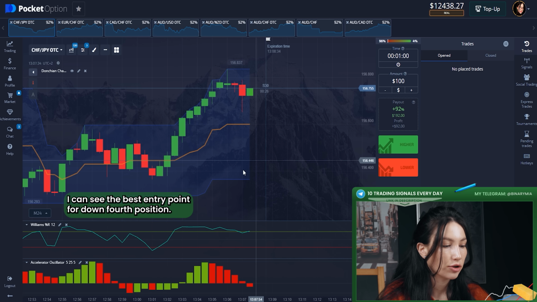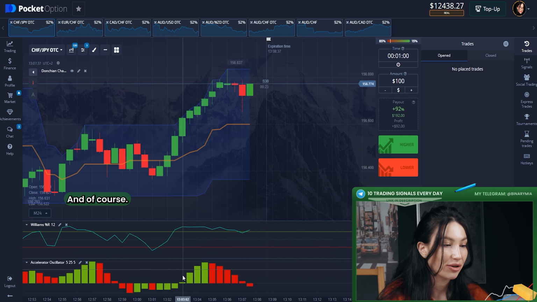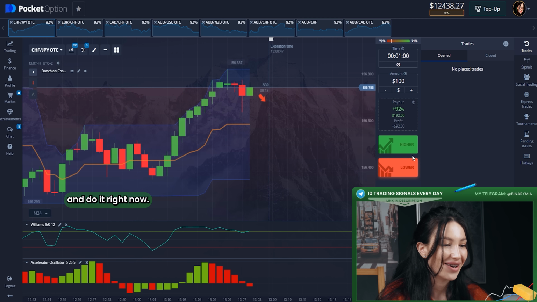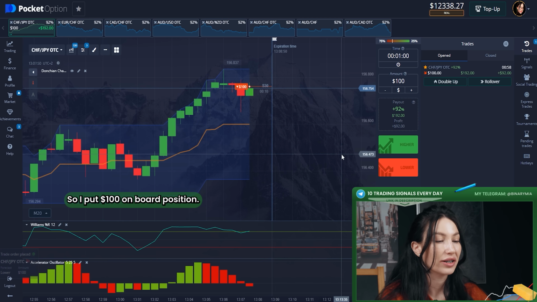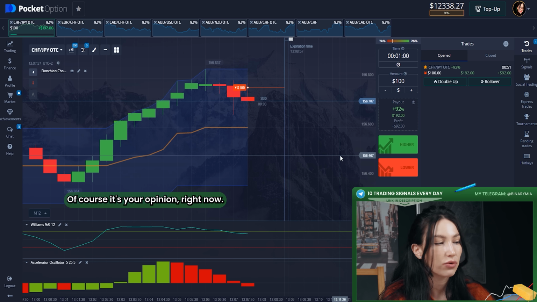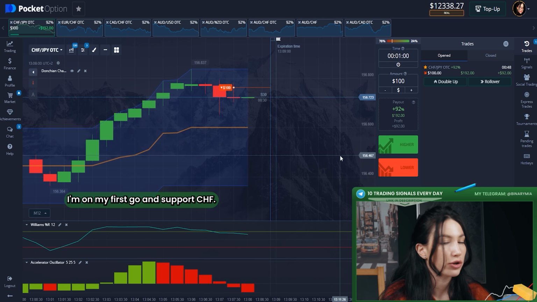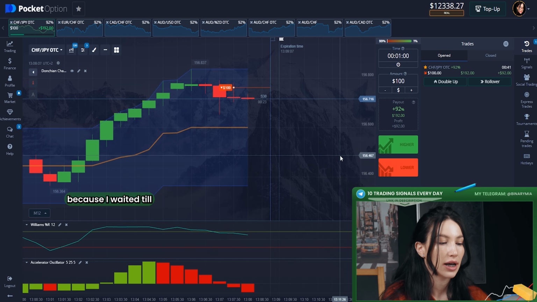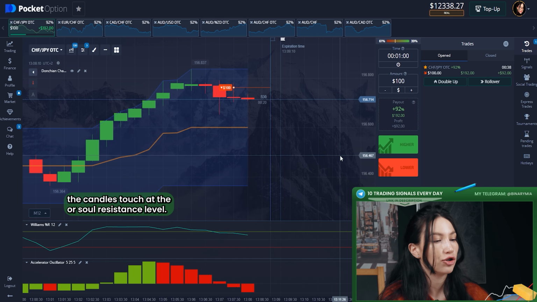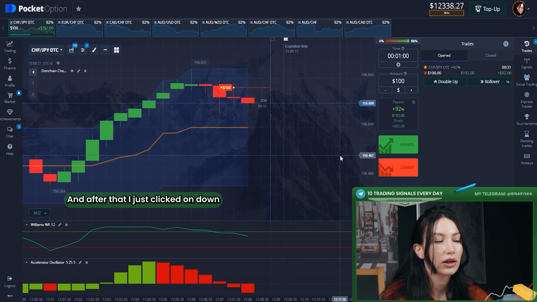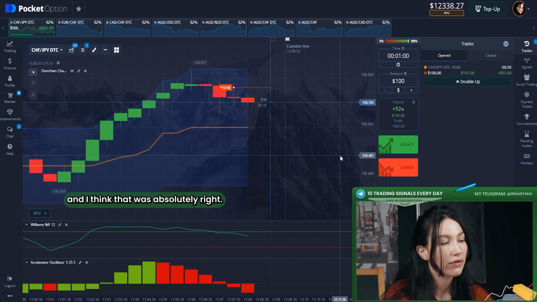Oh my god, I can see the best entry point for a downward position, and of course I need to just wait a little bit and do it right now. So I put $100 on the downward position. You can put as much as you want, that's your decision. Right now I'm on my first currency pair, CHF JPY. That looks quite perfect, because I waited till the candles touched the reversal resistance level, and after that I just clicked on down, and I think that was absolutely right.